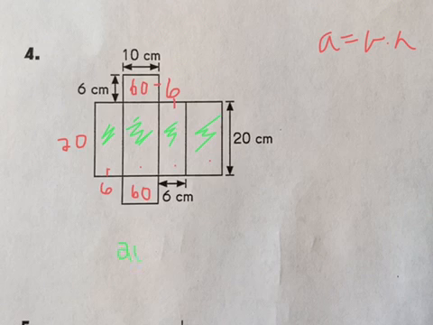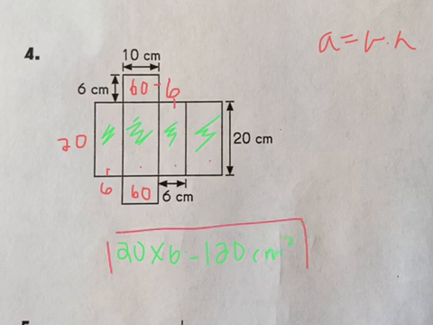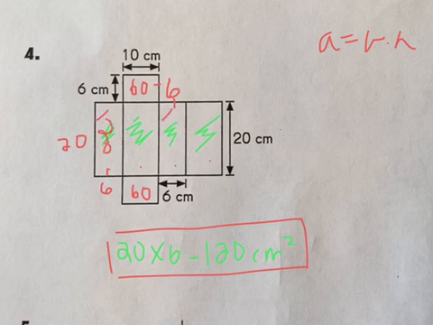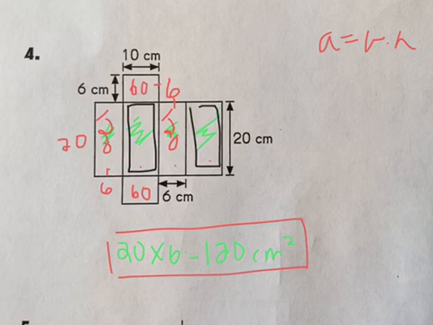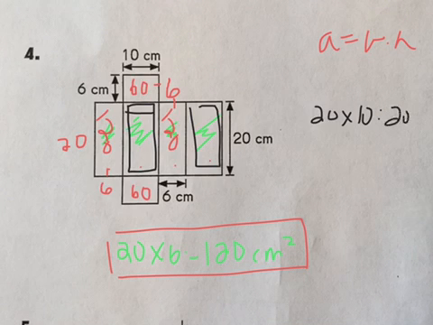So 20 times 6 will give me 120 centimeters squared. And that will cover this 120 centimeters squared, and this 120. Now, this shape here is 20 in height, and this one as well is 20 in height, and the width going this way is 10. So these two shapes are going to be 20 times 10, which equals 200 centimeters squared.